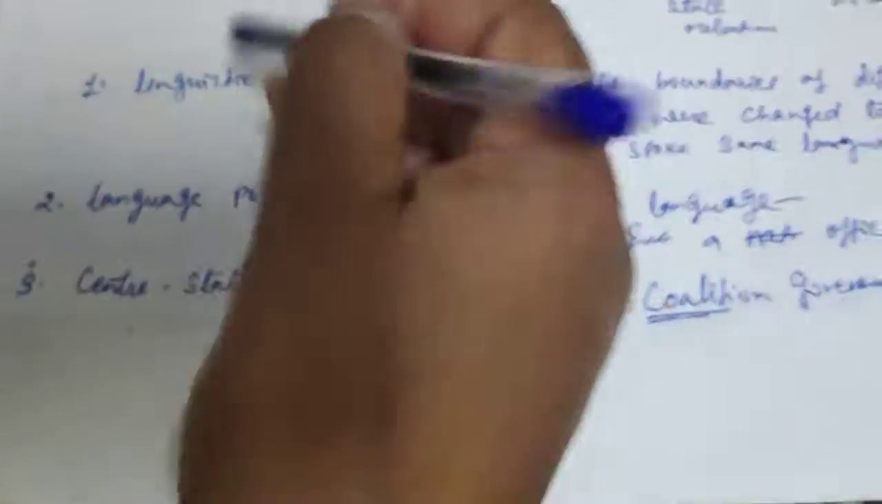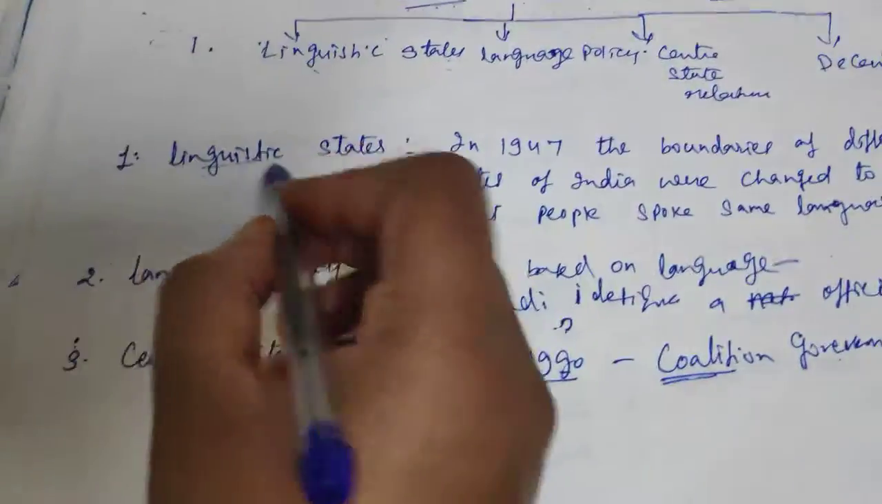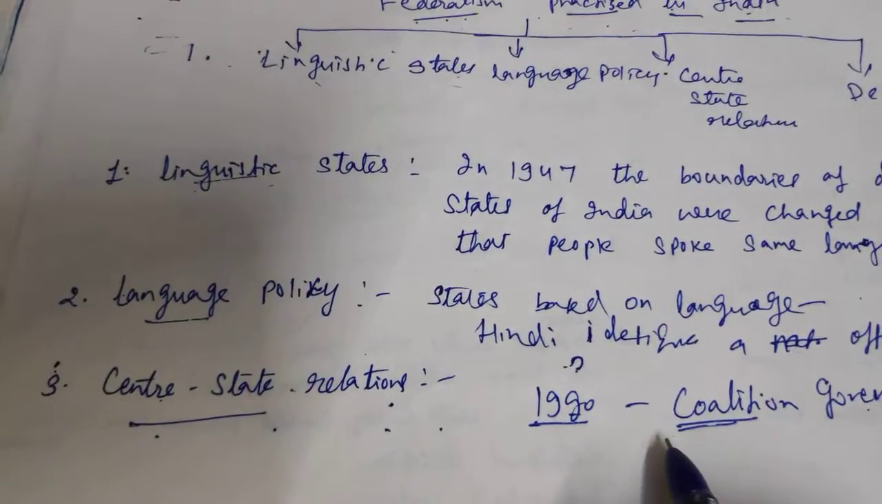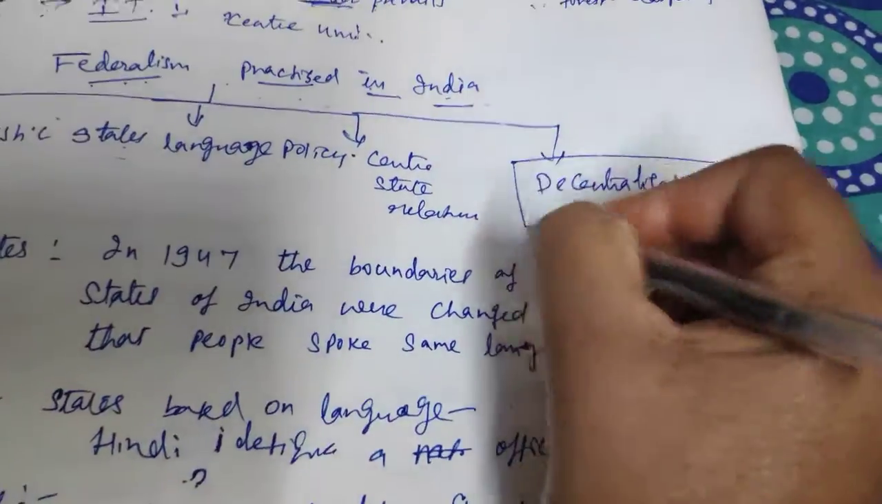All these are the tests of federalism practiced in India. The first test was linguistic states, the second language policy, and the third center-state relationships. And the last one is decentralization.